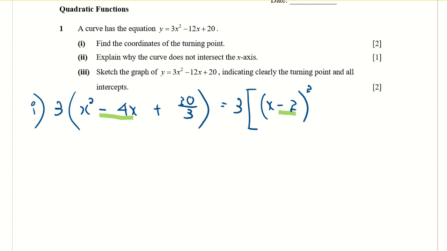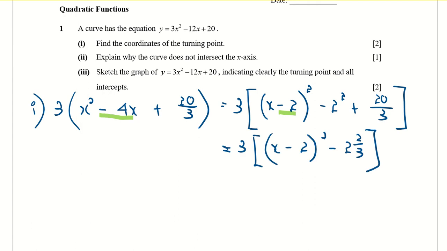Subtract the square of that number there. So now we subtract the square of the number that I've just written. Please remember to still continue to write your constant and simplify the square bracket. Then we multiply by 3 throughout again. We have completed the square.